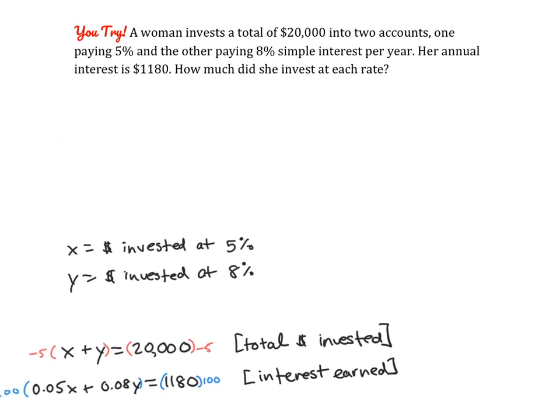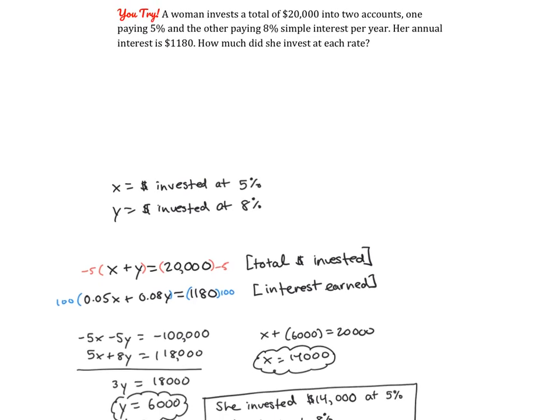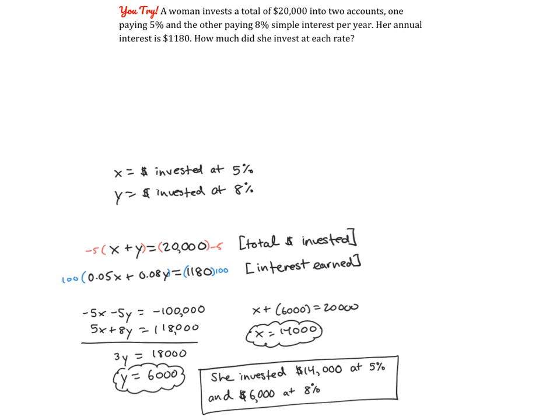All right, let's check your answers here. First thing, notice what I did was I defined the variables. Since they asked how much did she invest at each rate, I defined x as the money invested at 5% and y as the money invested at 8%. So you can make two equations. One is just the total amount she invested: x plus y is 20,000. That's how much she invested total.